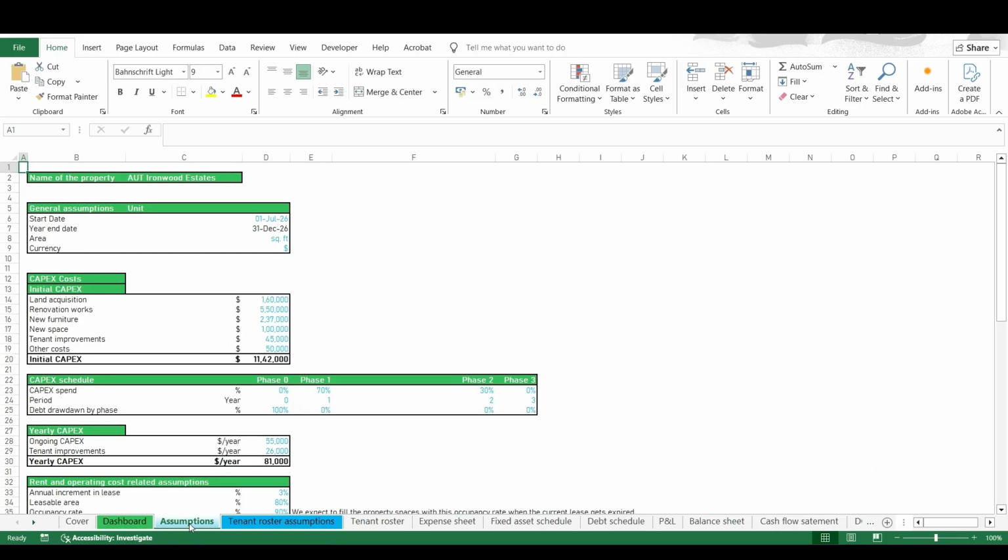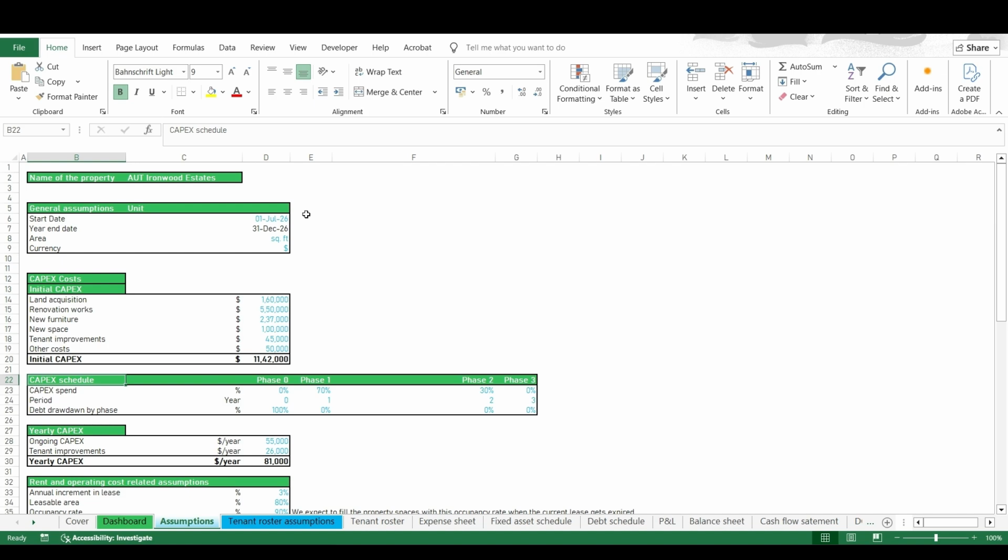So here is the assumption sheet. In this model you'll see that all the inputs that need to be done by the user are in light blue font color, and those in black are the outputs. Here you can see we need to start by inputting the start date of the project, then the area unit that we'll be using to measure our properties, then the currency, then we have some capex assumptions such as land acquisition, renovation works, new furniture cost, and here we have the total of our initial capex.